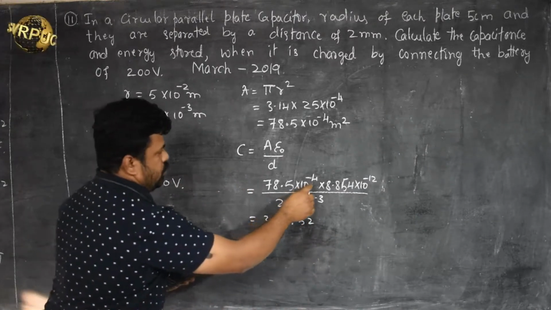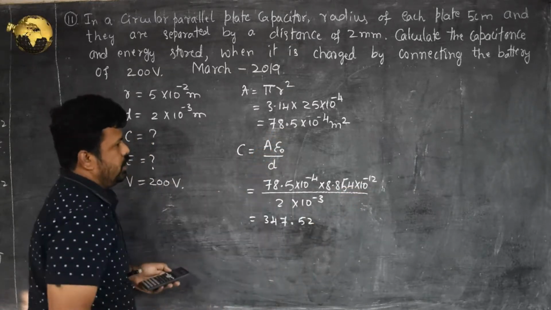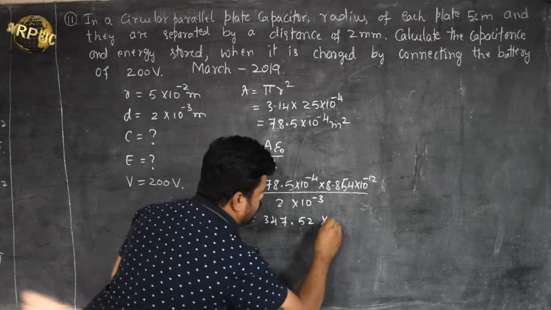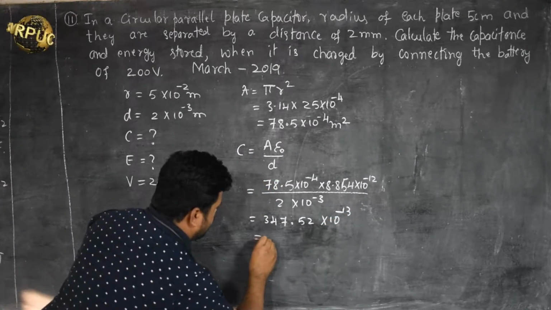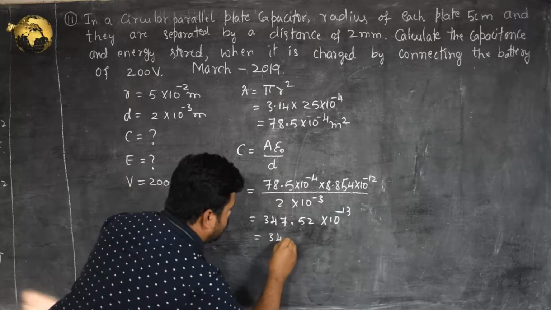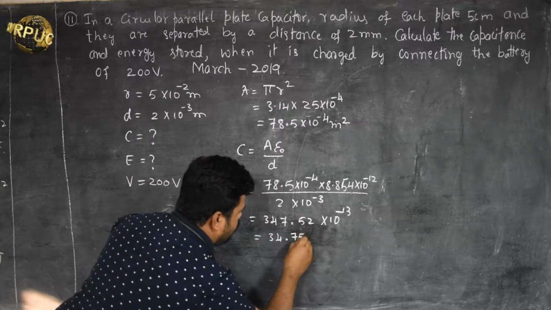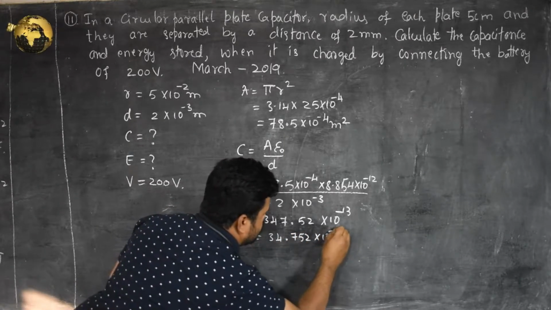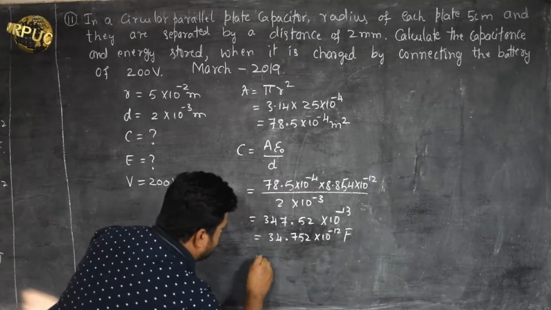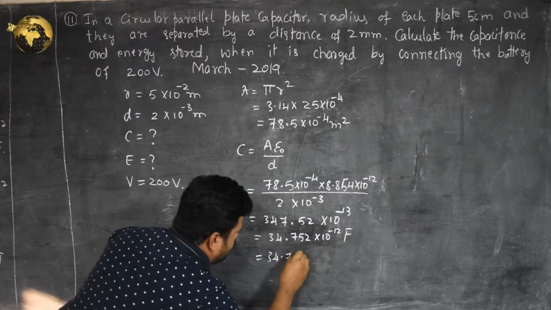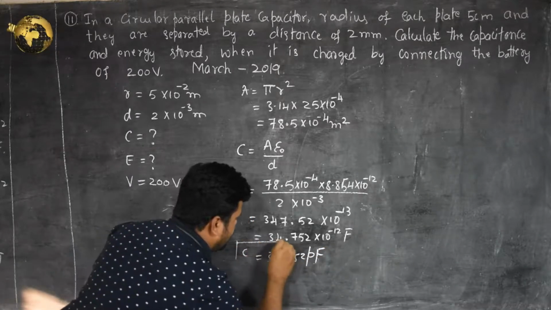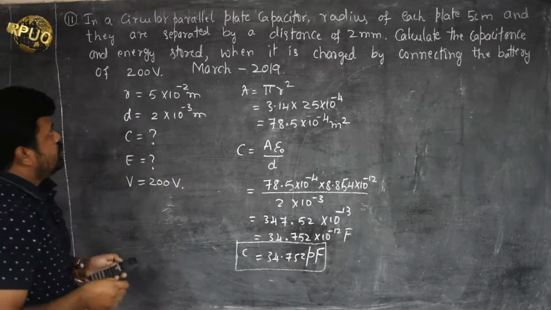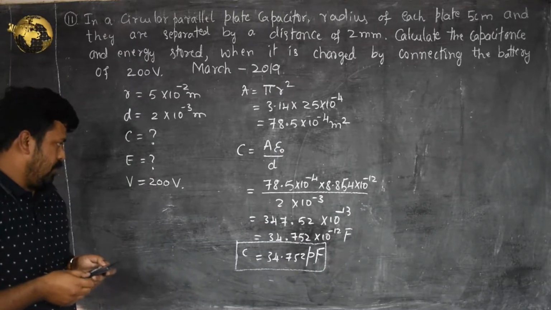It gives 347.52. So minus 16 plus 3, so minus 13, into 10 to the power minus 13. I can write it as 34.752 into 10 to the power minus 12 farad, or simply 34.752 picofarad, which is the capacitance of the circular parallel plate capacitor.